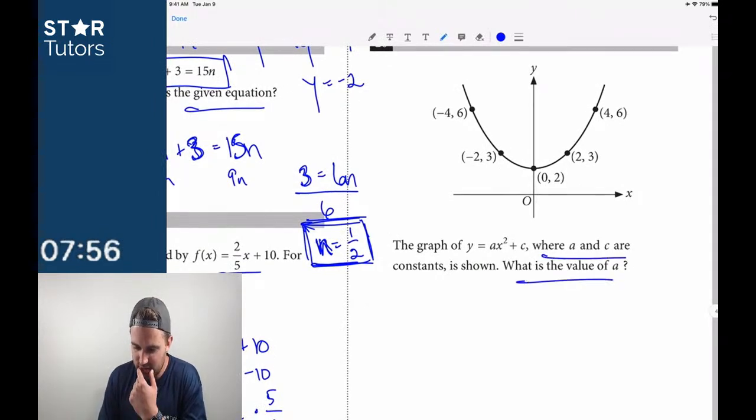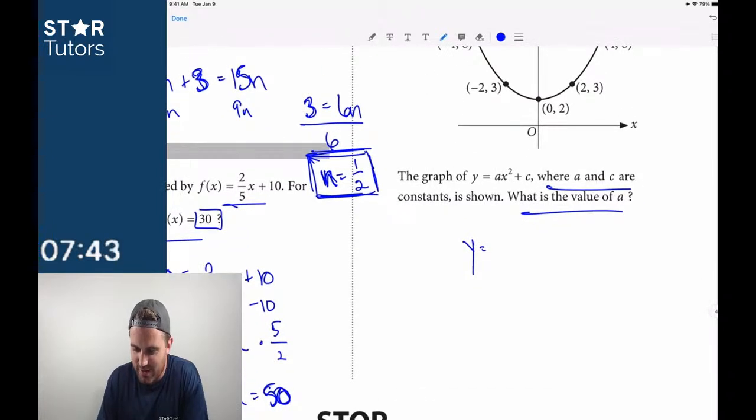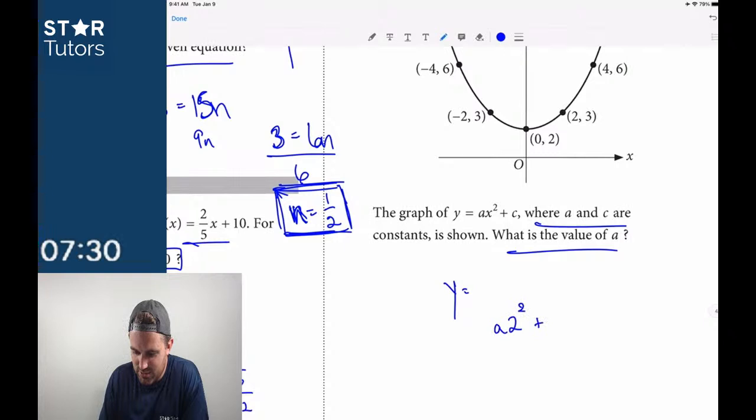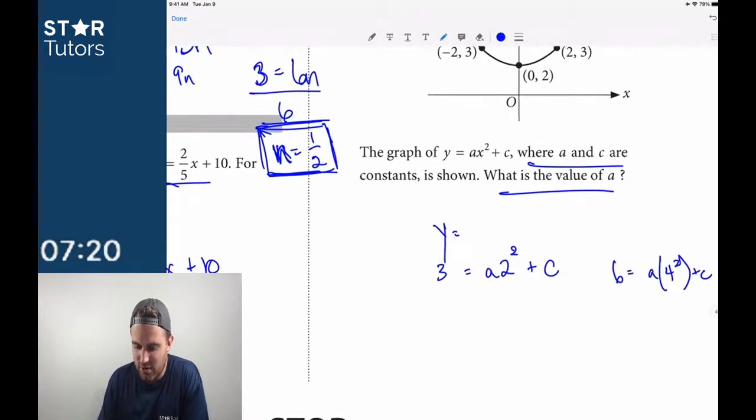Okay, where a and c are constants, what is the value of a? We can just do this using systems of equations. I'm sure there's an easier way to do this, which is kind of frustrating. They're just saying y is equal to a x squared plus c, so I'm just going to plug these two values in. So 3 equals a times 2 squared plus c, and 6 equals a times 4 squared plus c. We get 3 equals 4a plus c, and 6 equals 16a plus c.